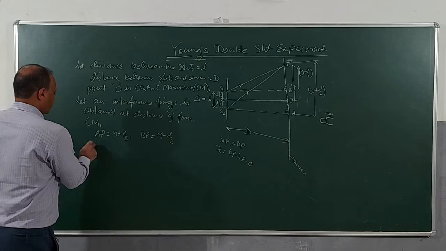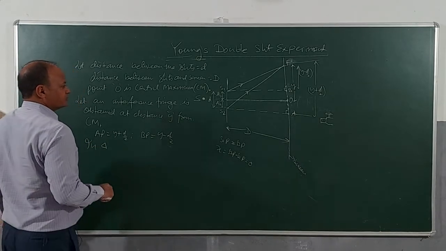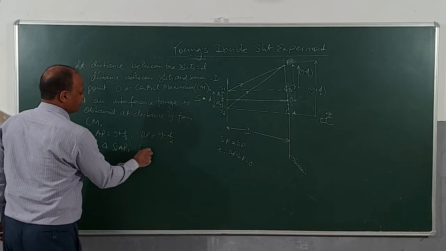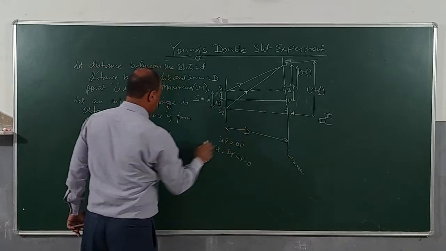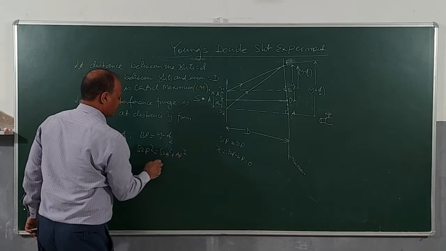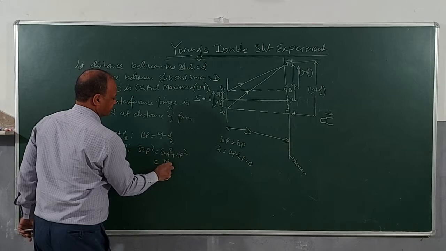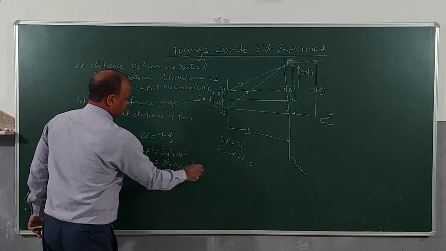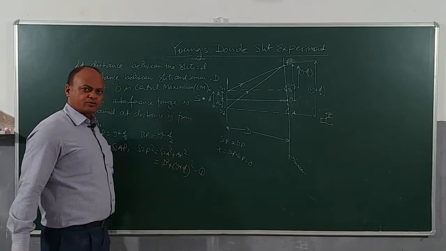Now, in triangle S2AP, I can see S2P square is equal to S2A square plus AP square, and S2A square is how much, children? D square. And AP is y plus d by 2 whole square. So I got S2P. S2P square is d square plus y plus d by 2 whole square.